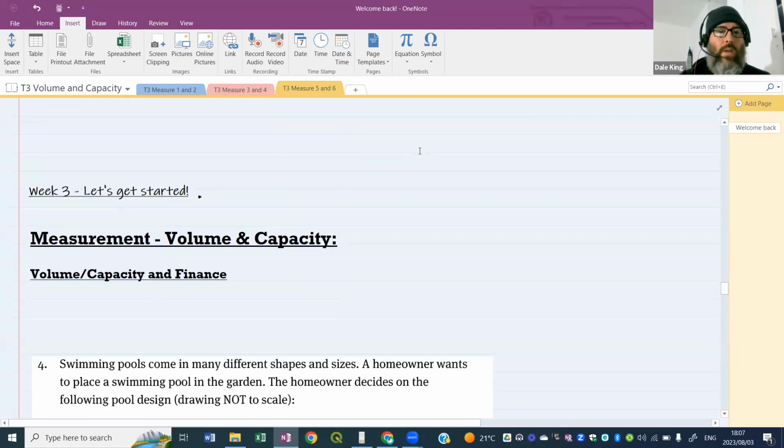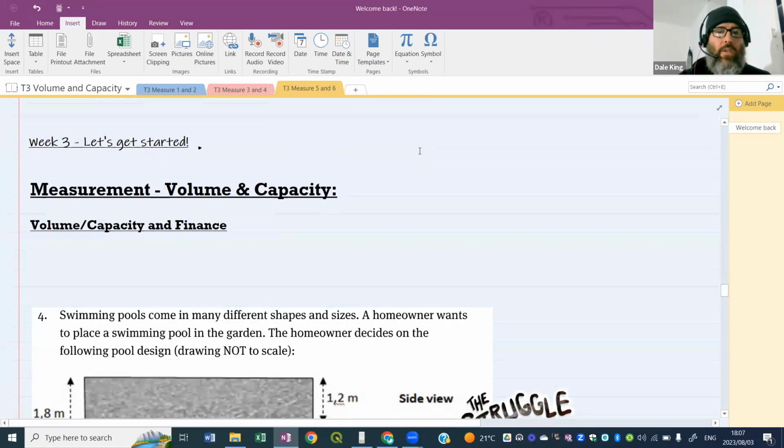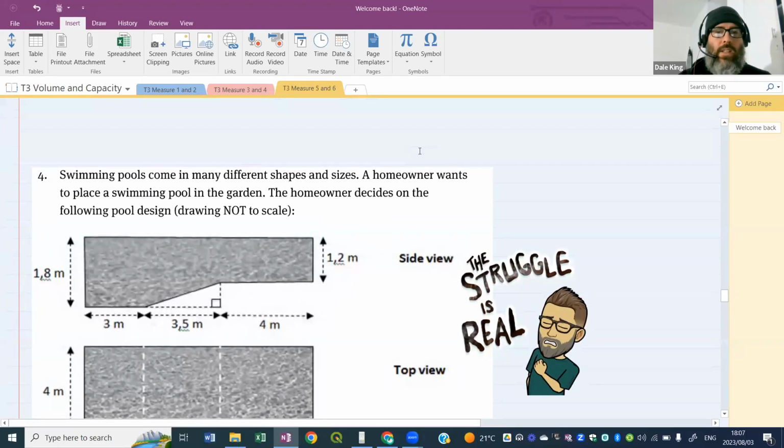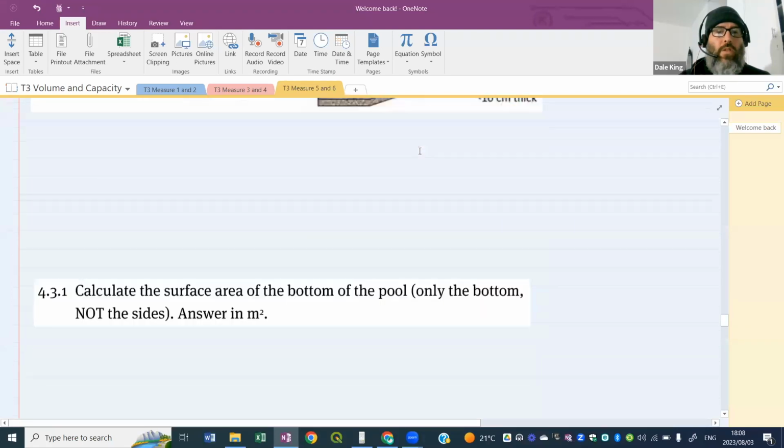Let's get stuck into it because there's quite a lot. Now, I looked at the first question, and this one's a difficult one. So I'm actually going to skip this one and go to the second. We'll come back to the first question.